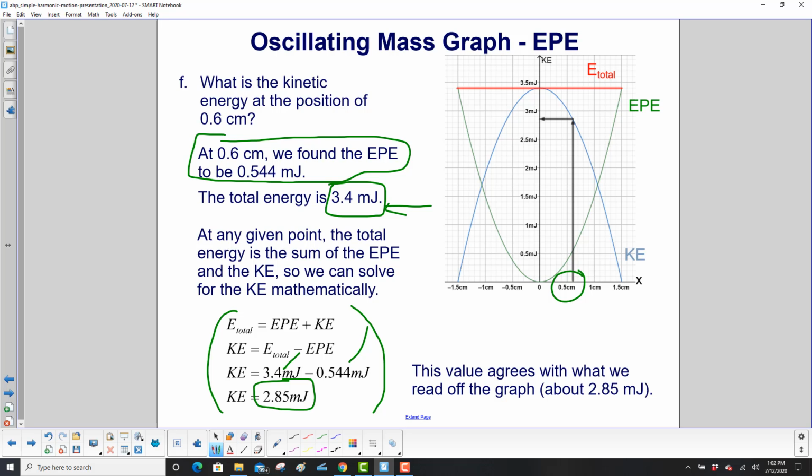The other thing you can do is just try and read it off the graph. So you go 0.6 up here, right? Hit the KE curve, go over here, and you can say that's about 2.85 millijoules. So we're good.